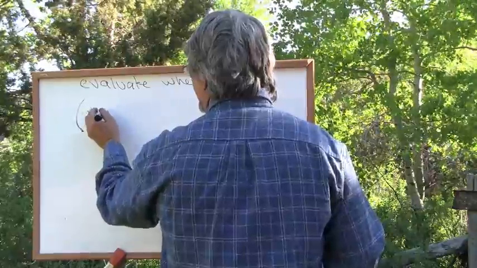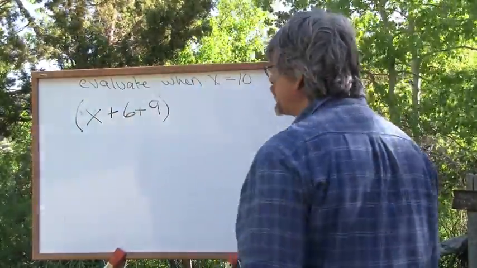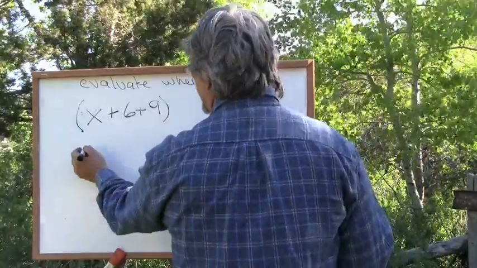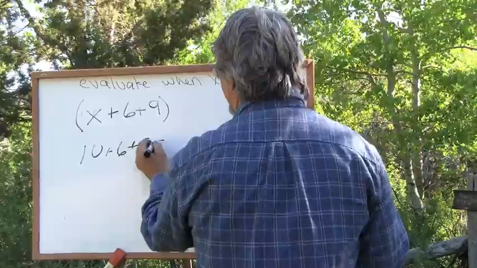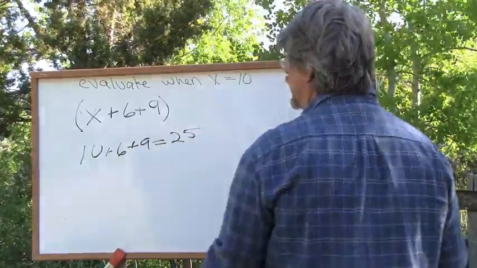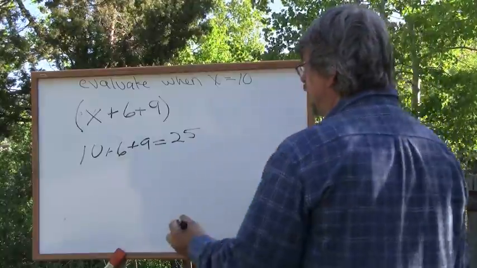What if we're given the expression x plus 6 plus 9? X is 10. That's simply 10 plus 6 plus 9. That's simple. That's 25. See, sometimes there's nothing to these, but that's the idea.